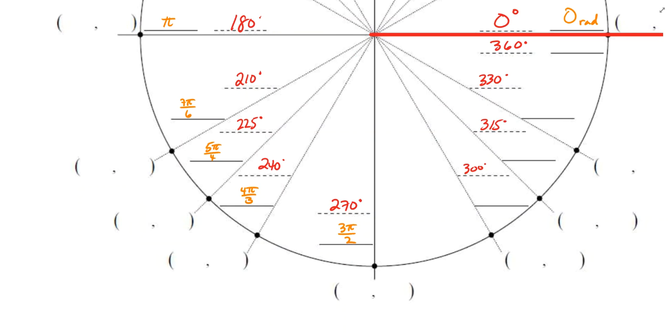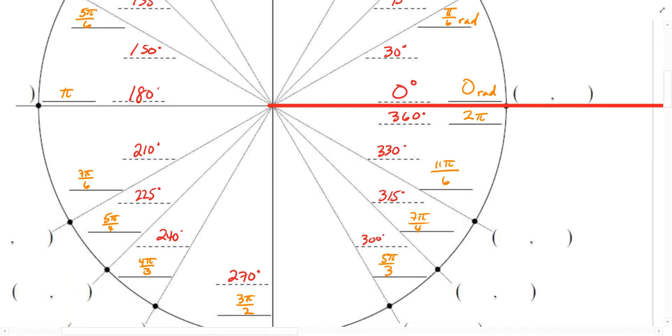For the last quadrant, we move on to 5 pi over 3, 7 pi over 4, 11 pi over 6, and then we can call this last one a full rotation, 12 pi over 6, or reduces to 2 pi radians.